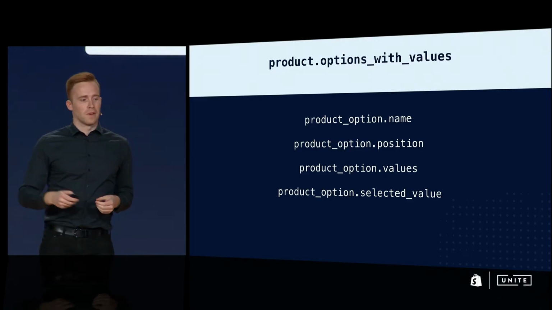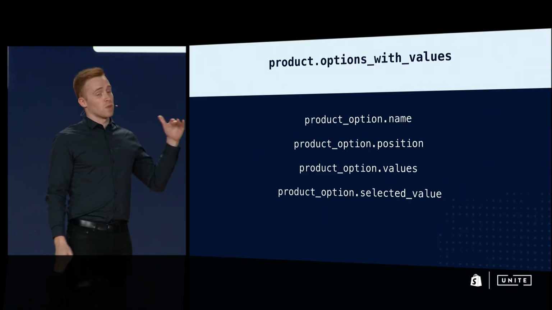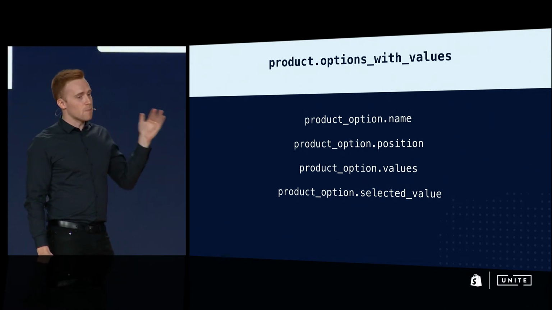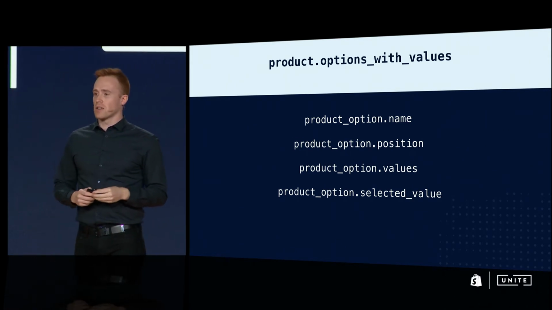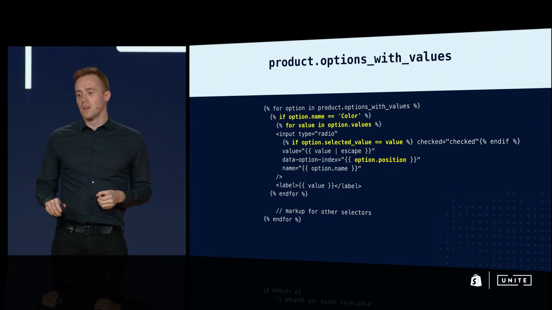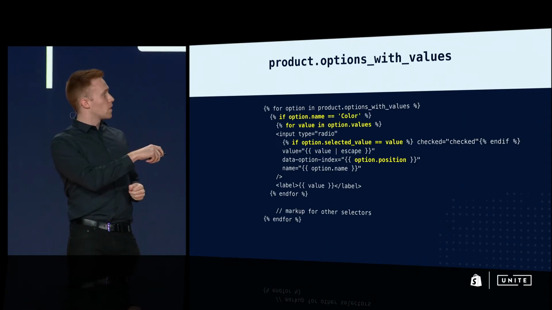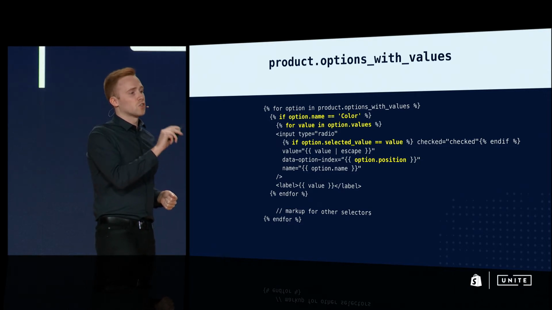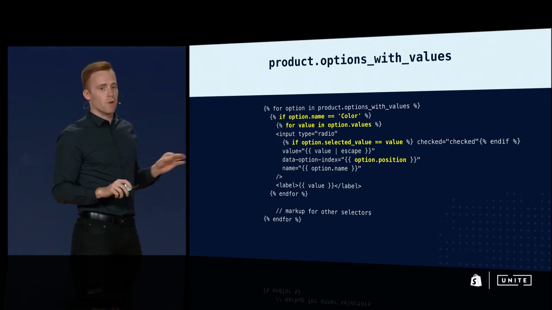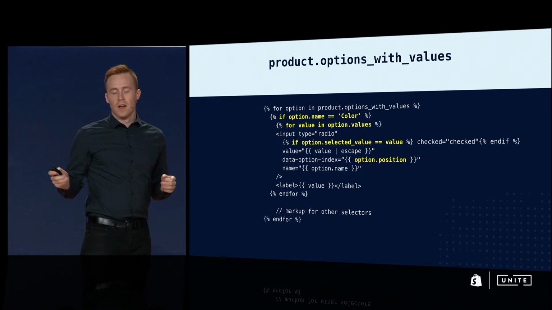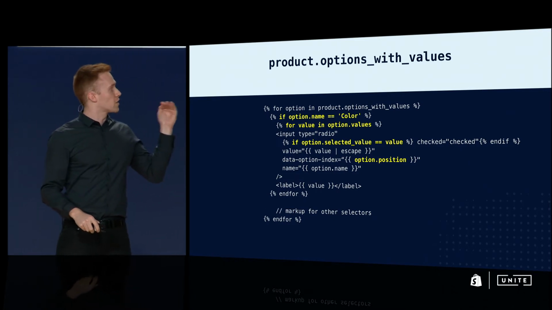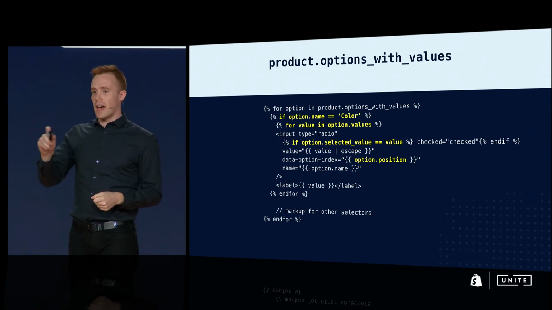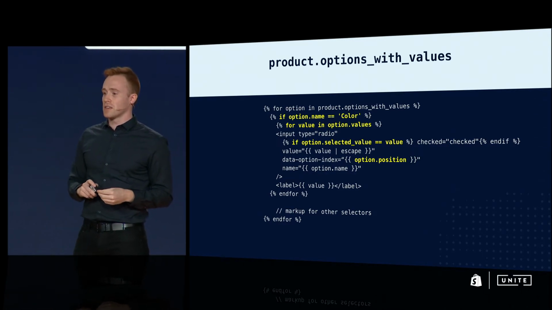But so now we have the product options with values, and it's been recently expanded to have these 4 properties: the name, position, values of that product option, and the selected value. So looking at this color option from before, I can use option.name to look specifically for color, so I can control the HTML regardless of where that product option shows up in the array. I can iterate over all the color values with option.values. Selected value will let me check that value if I have a variant selected already.